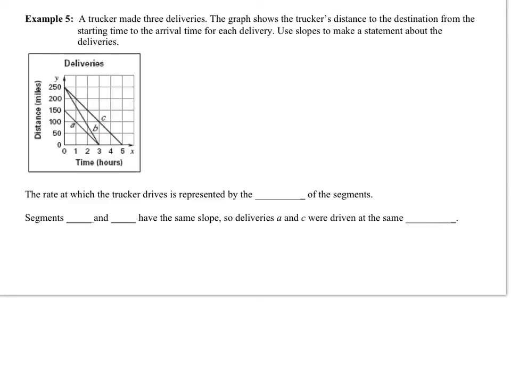Example 5. A trucker made 3 deliveries. The graph shows the truck's distance to the destination from the starting time to the arrival time for each delivery. Use slopes to make a statement about the deliveries. So here I can conclude that the rate at which the trucker drives is represented by the slope of the segments. So the segments A and C have the same slope. So deliveries A and C were driven at the same rate. And we will continue the lesson in class.